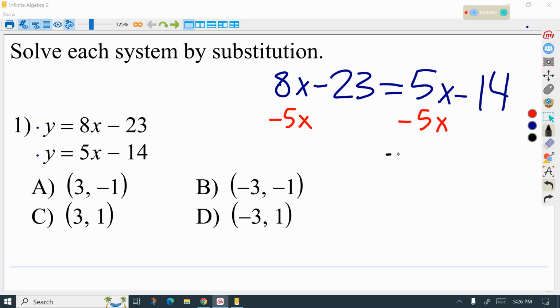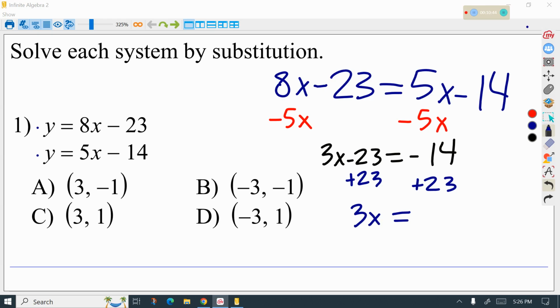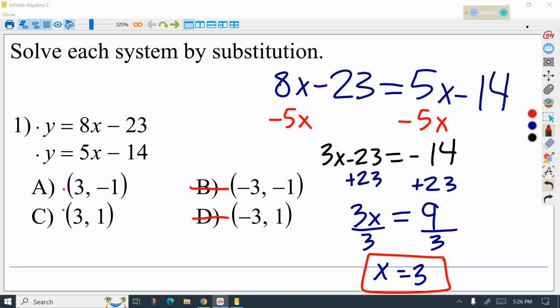Okay, that gives us negative 14 over here. And then on the left side, we'll have 3x minus 23. Okay, if I add 23 to both sides, then we end up getting 3x equals 9. Divide both sides by 3. And then we get x equals positive 3. Which, as you can see right here, there's only two options that have that. So I would be able to cross out b and d right here and then continue doing my work.